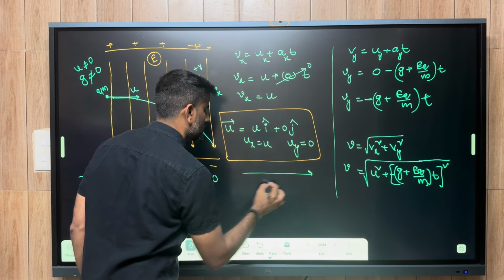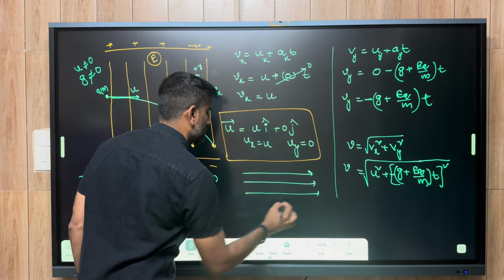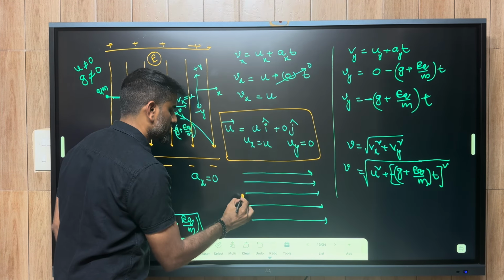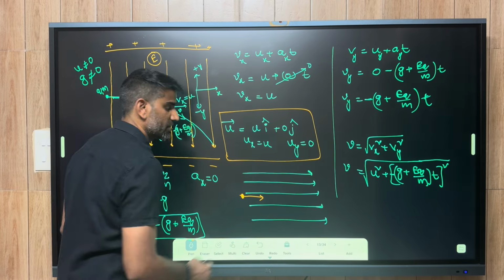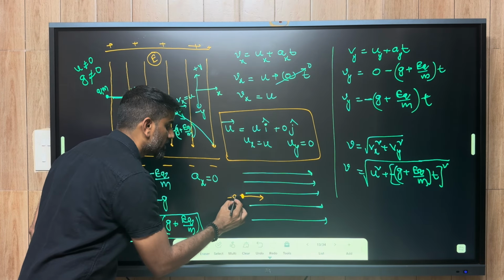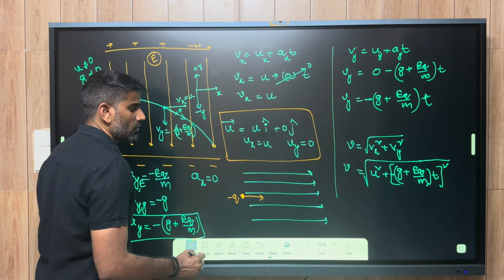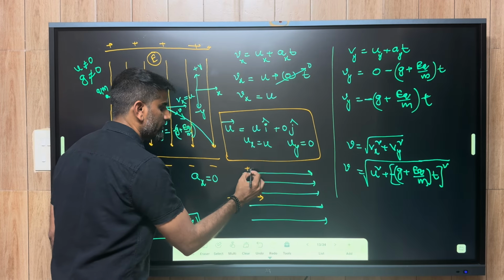I'm going to draw the diagram here. Let's say I have projected the charged particle in this direction. What kind of charged particle? Negative sign. So what happens?